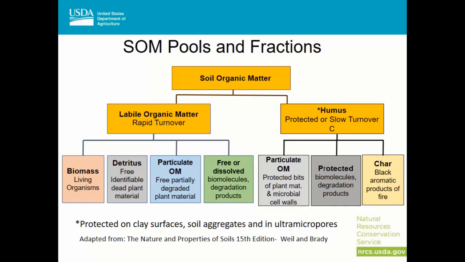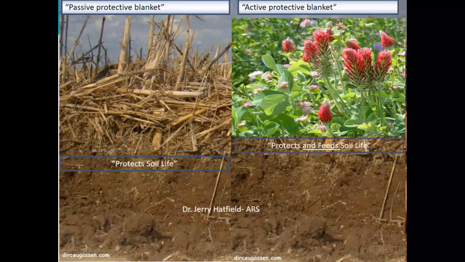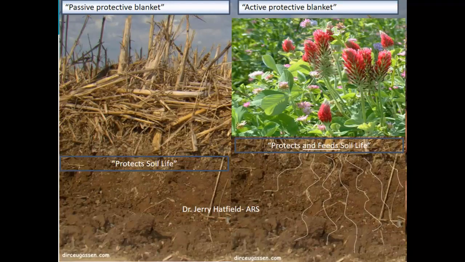Okay, so you've got all these different pools. When we think about organic matter, I want you to start thinking about it a little differently, because soil function improves with all of these pools of organic matter, and you have to have the labile, the new organic matter, before you can get the old stable organic matter. You've got to start somewhere, and you'll have a lot of that coming on and improving long before it shows up on your regular soil test. So we're going to have not just a protective blanket, but an active blanket. Jerry Hatfield talked about that a lot, how much more improved soil function you get from an active protective blanket that not only protects, but feeds.